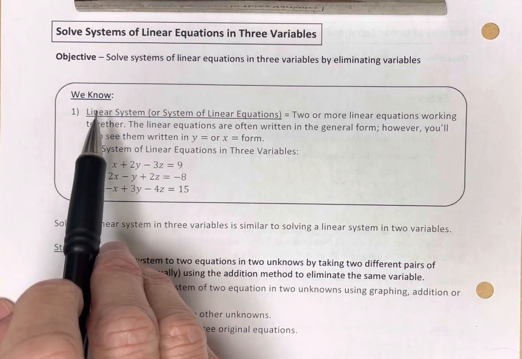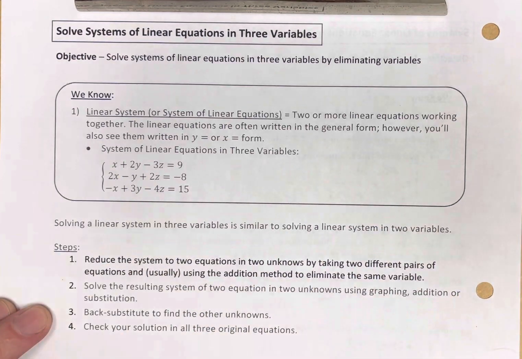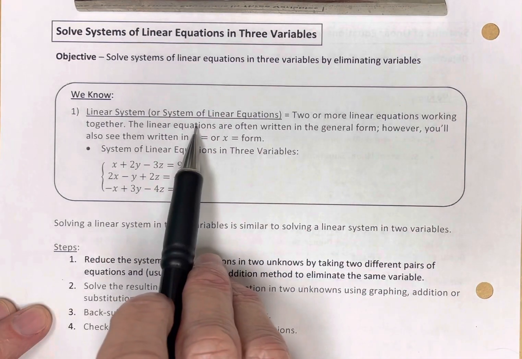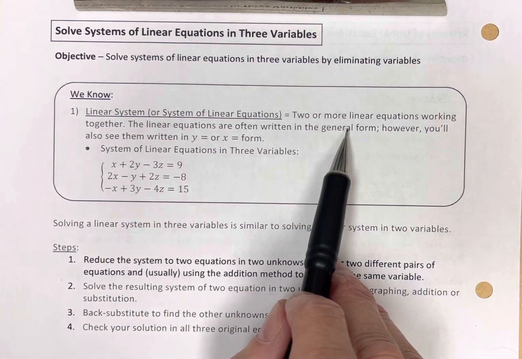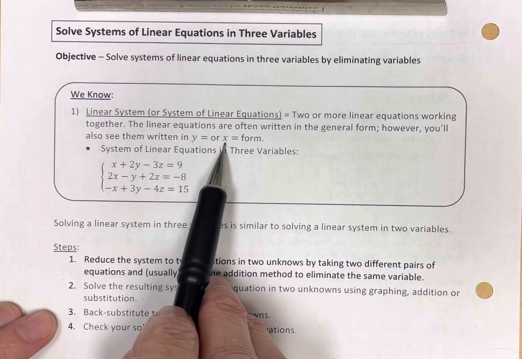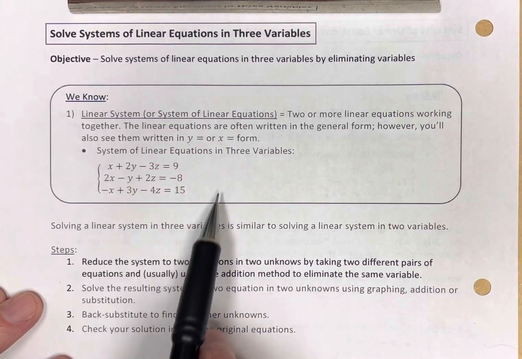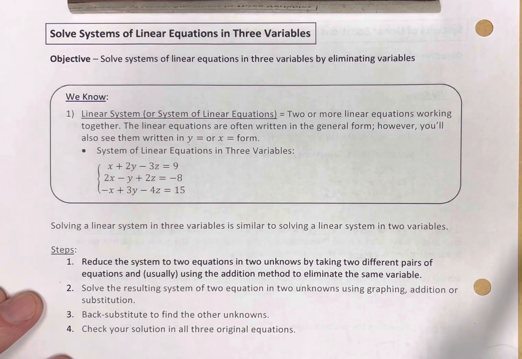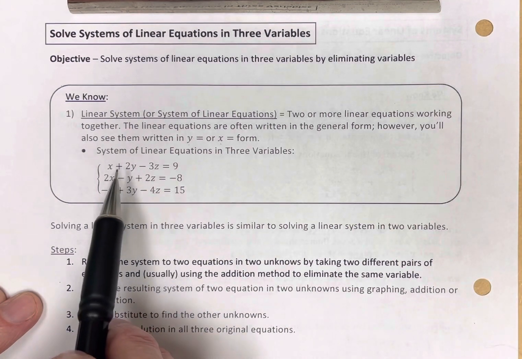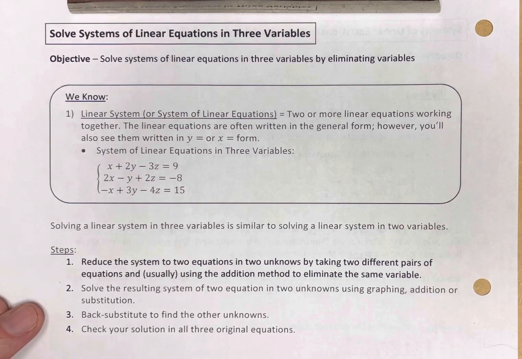So what do we know? We know what a linear system is. It's two or more linear equations working together. Those equations are often written in the general form, but you could see them written in the y equals or x equals, or in this case, z equals form. So here's an example of a system of linear equations in three variables, x, y, z, the general form.